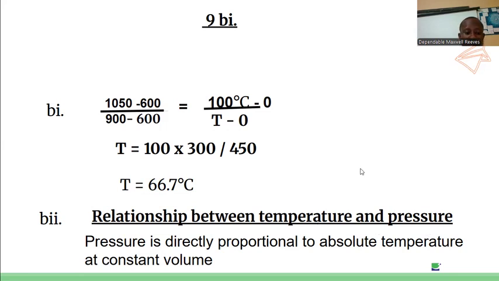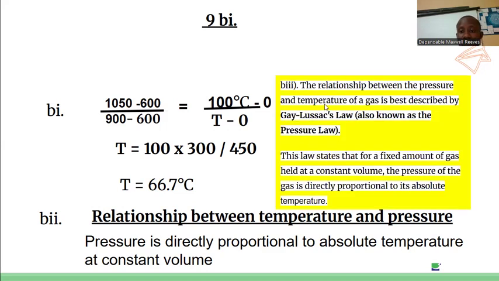All right. So let us move to question B3R. Question B3R asks us to name and state the law that best describes the relationship between pressure and temperature of a gas. So the relationship between the pressure and temperature of the gas is best described by Gay-Lussac's law, also known as the pressure law. And this law states that for a fixed amount of gas held at constant volume, the pressure of the gas is directly proportional to its absolute temperature. So this is the expected answer.